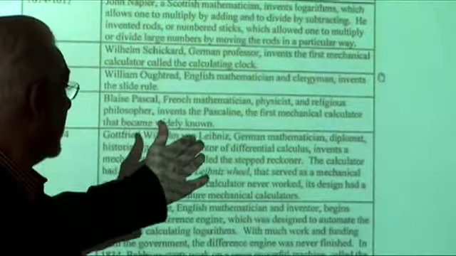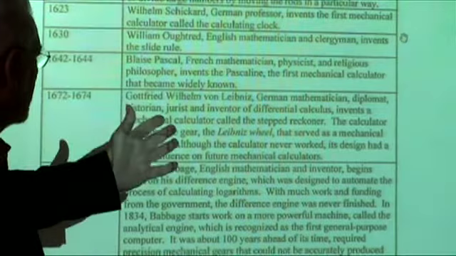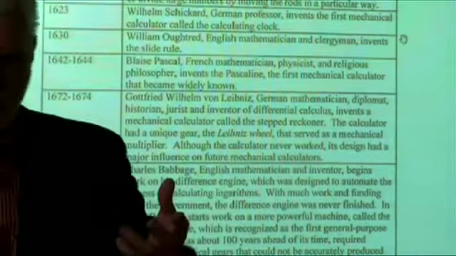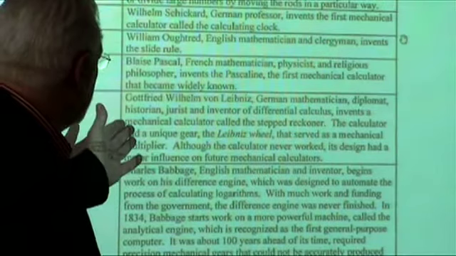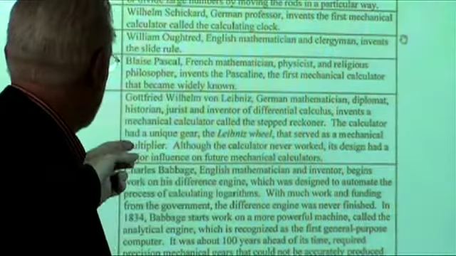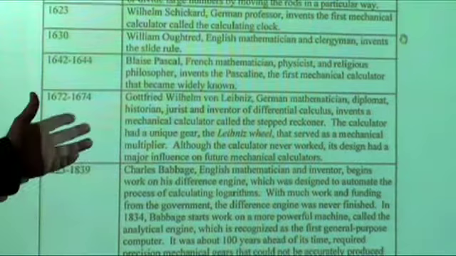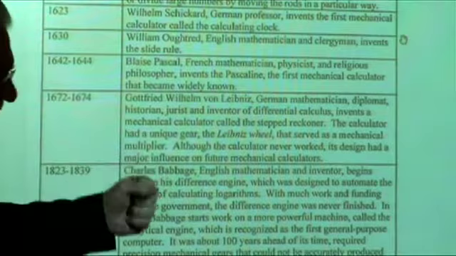1672-74, Gottfried Wilhelm von Leibniz, you know this gentleman here, German mathematician, diplomat, historian, jurist, inventor. He invented differential calculus. There's a controversy whether it was Leibniz or Newton, and they probably did it independently. He invented a mechanical calculator he called the step reckoner, with a unique gear, the Leibniz wheel, a certain mechanical multiplier. It never really worked, but it was a major influence in future designs.